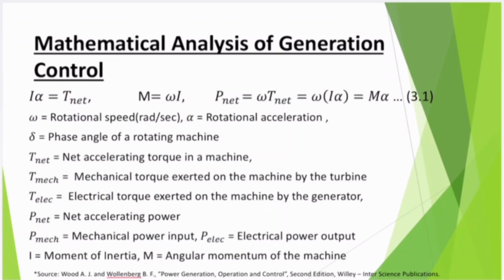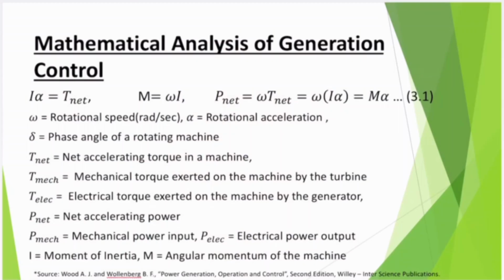Now, let us get into the mathematics of it. When you carry out mathematical analysis of a generation control, the I alpha is the net torque, and M is omega I. I will explain the variables slowly. So the P net, net power, is omega T net, the net torque, which is omega times I alpha, because T equals I alpha, and which is nothing but M alpha, because omega I equals M.